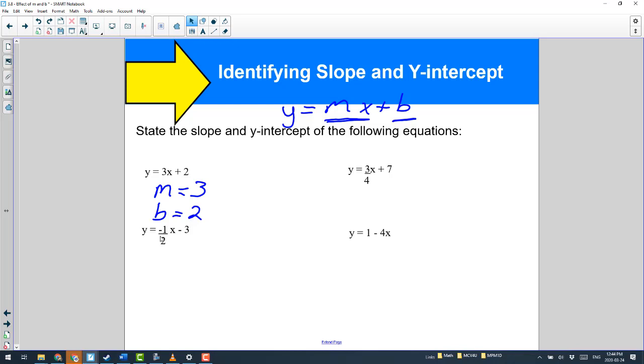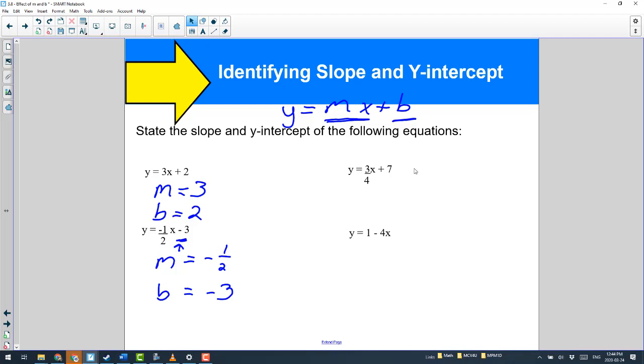Continuing on to the second example, y equals negative 1/2 x minus 3. Our slope is negative 1/2, and our b value is negative 3. The negative here belongs to that b value. In the form y equals mx plus b, we assume the y-intercept to be positive, but if it ends up being negative here, it means the y-intercept is negative. So in this case, our slope is negative 1/2, and our y-intercept is negative 3.